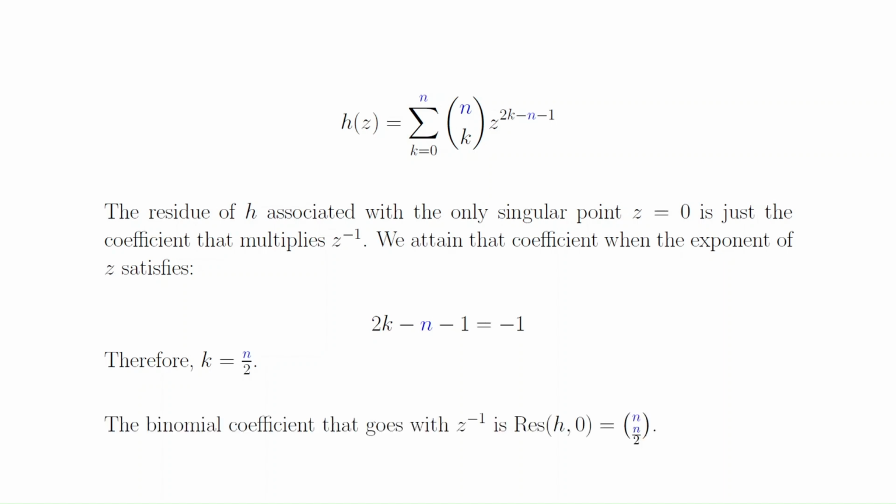Now substitute k equal to n over 2, and you will get the value of the specific coefficient. In this case, the coefficients are of the form n choose k. So evaluating at k equal to n over 2, you get that the residue associated with the function h and the origin of the complex plane is n choose n over 2.